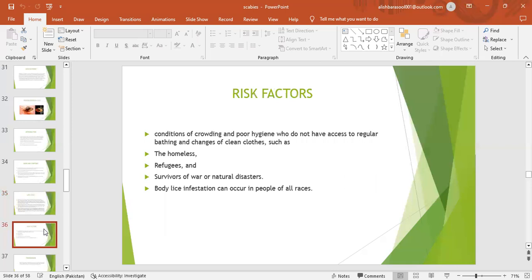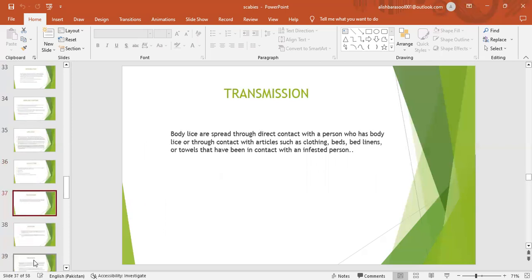Risk factors: conditions of crowding and poor hygiene, for people who do not have access to regular bathing and changes of clean clothes, such as the homeless, refugees, and survivors of war or natural disaster. Body lice infestation can occur in people of all races. Body lice are spread through direct contact with a person who has body lice, or through contact with articles such as clothing, beds, bed linens, or towels that have been in contact with an infested person.